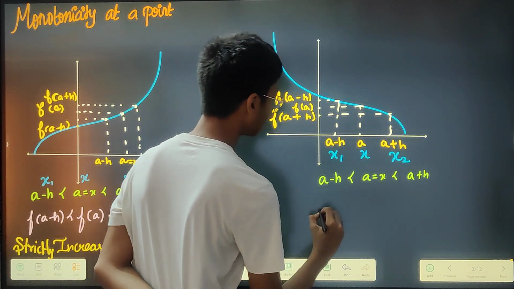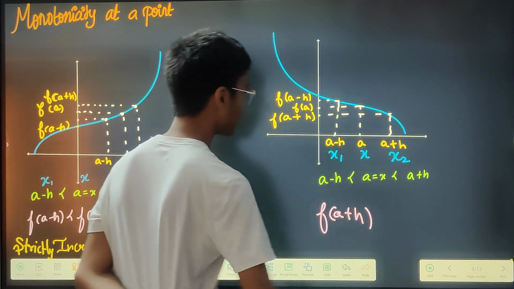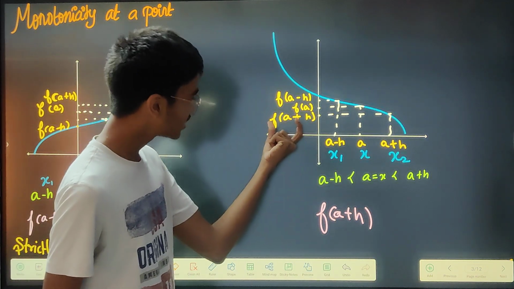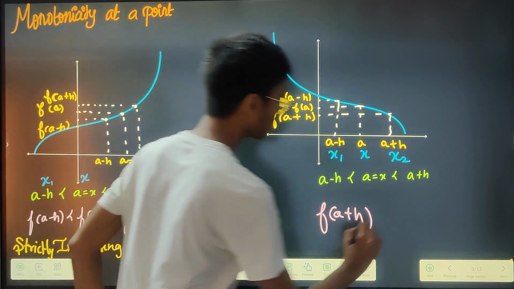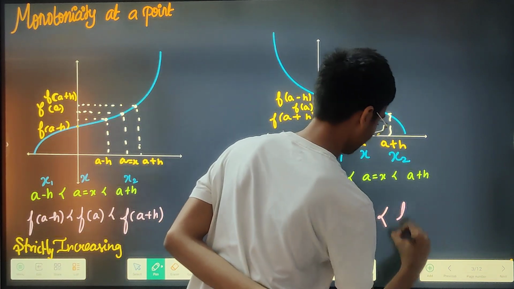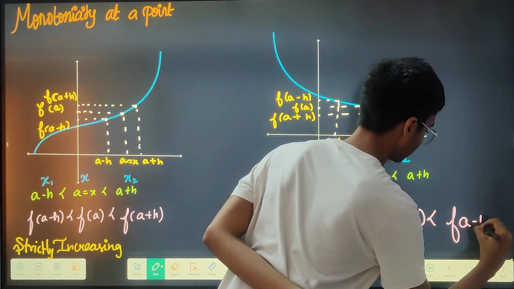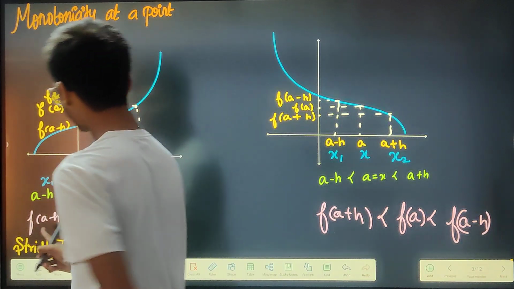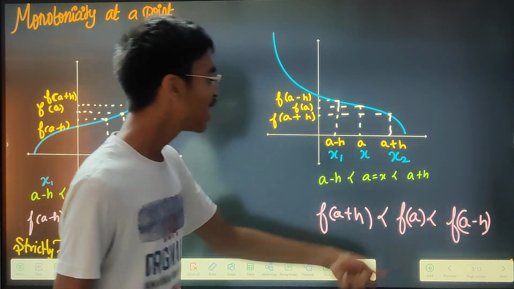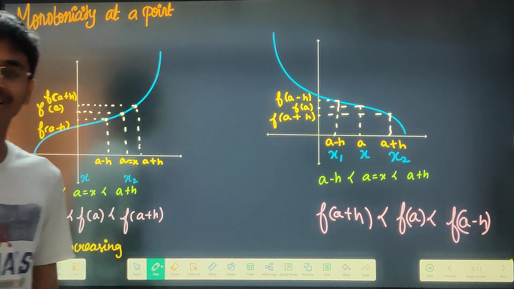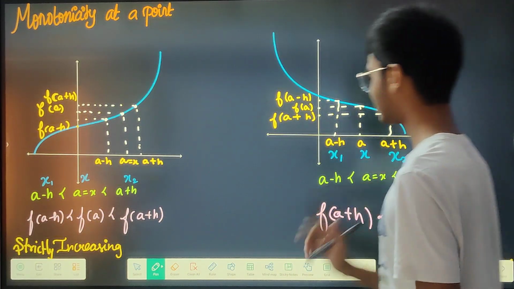So then here you can see that f of a plus h is the least. It is at the very bottom itself. Then f of a, then f of a minus h. Here f of a minus h was the thing having the least value, whereas here f of a minus h is the thing having the highest value. That is the difference between this and that.